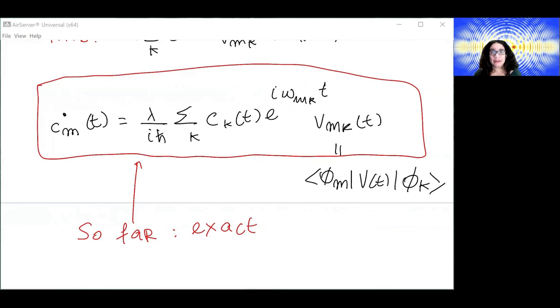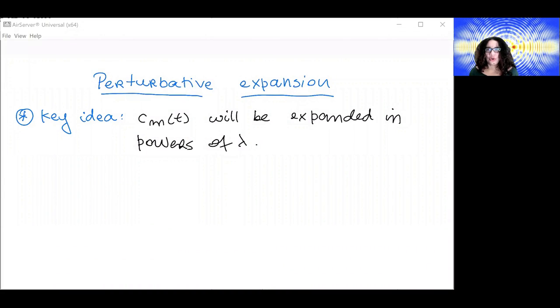So the next step now that we're going to see is how we can treat this perturbatively. So we're now going to do a perturbative expansion. So now is the time to perform certain approximations. And what is going to happen then is that we are going to use this dependence on this arbitrary parameter lambda to expand our coefficients C_m(t), which are carrying the time dependence of the problem.